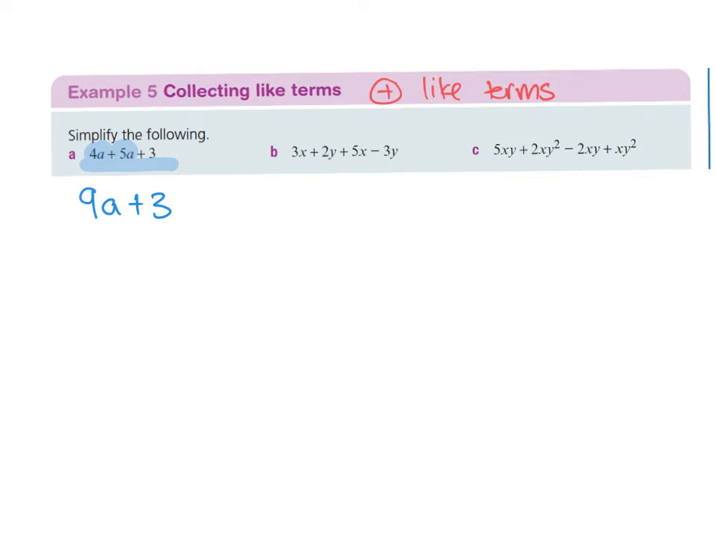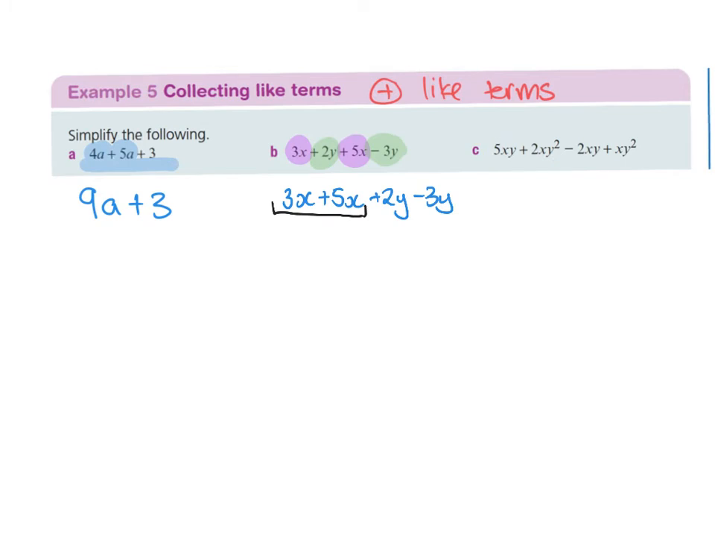All right, so if we look at this next one, we've got 3x and 5x. They're similar. And I could also say that 2y and negative 3y are similar. So what we might do when we get ones like this is first move it around so they're next to each other. So we've got 3x plus 5x plus 2y minus 3y. Okay, we can add these ones because they're like terms.